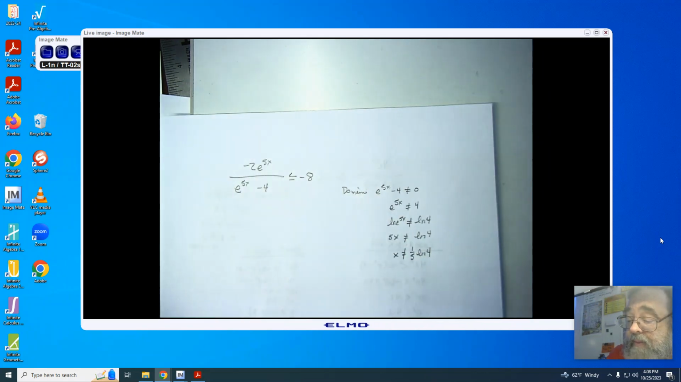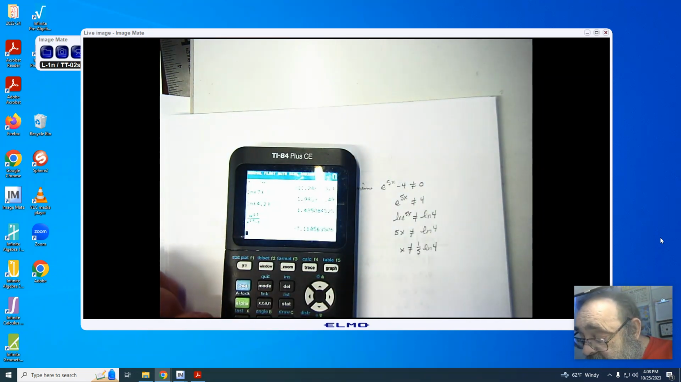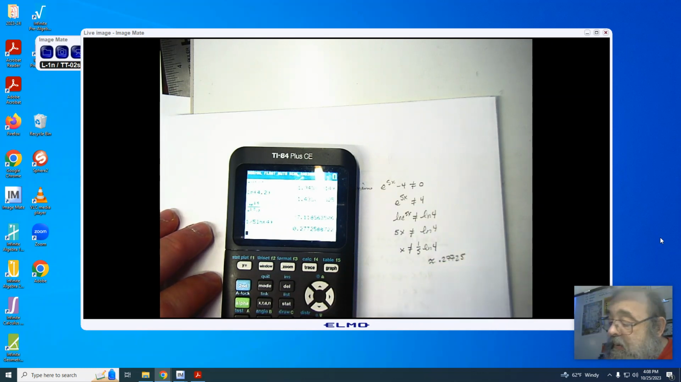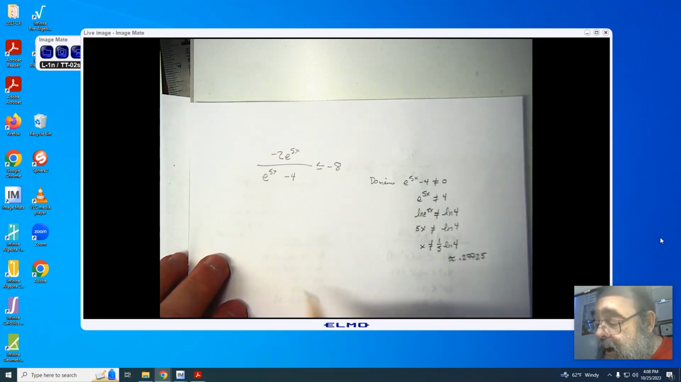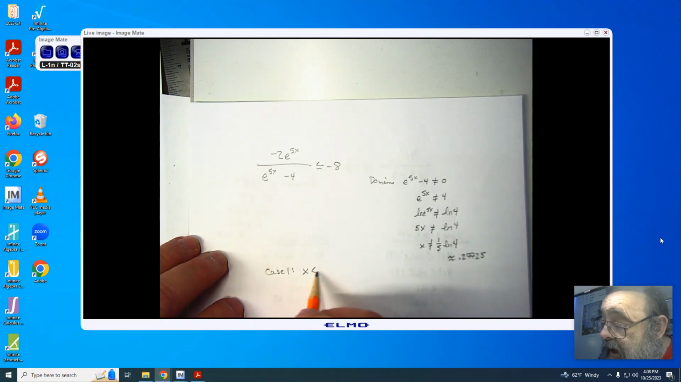I'm going to find out what that value is real quickly. 1 divided by 5, ln of 4. This is approximately 0.27725. And now I go to my two cases. Case 1, we're going to use the less than. x is less than 1/5, the natural log of 4.